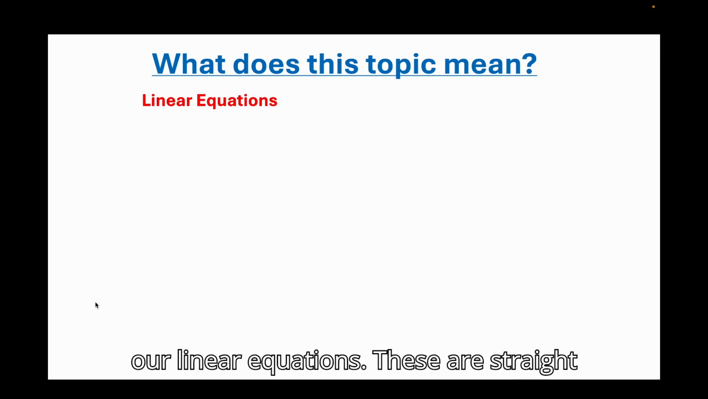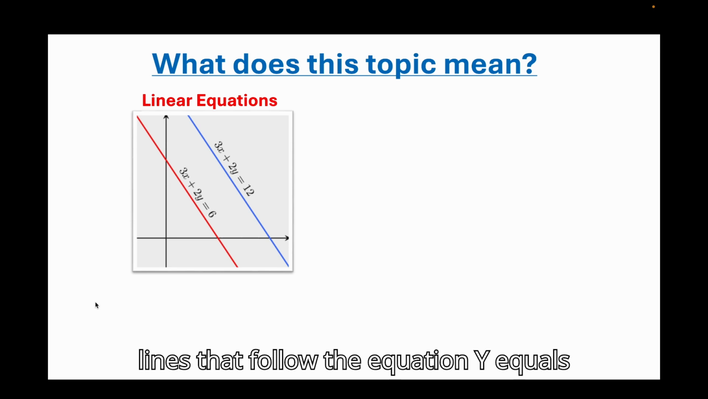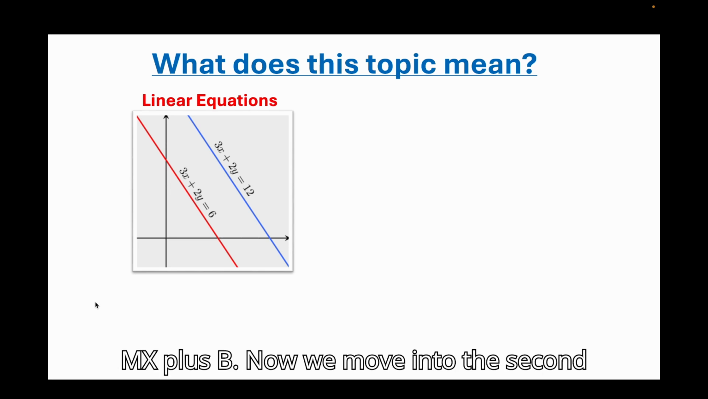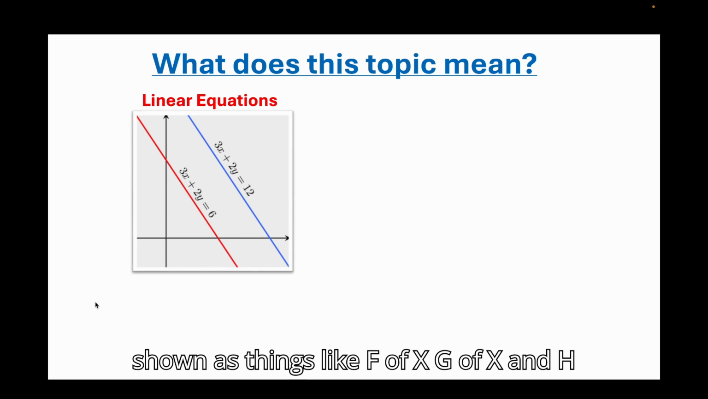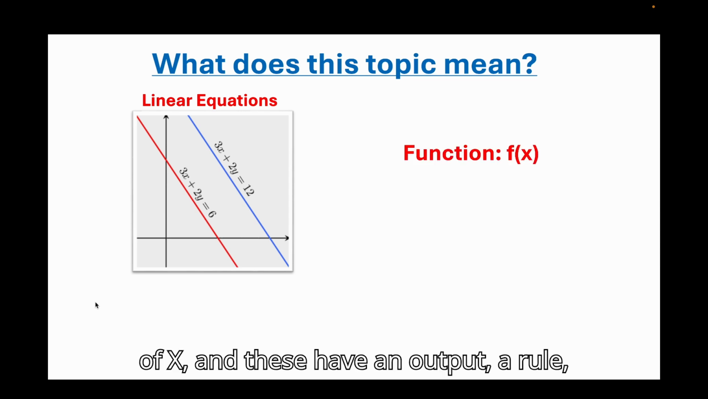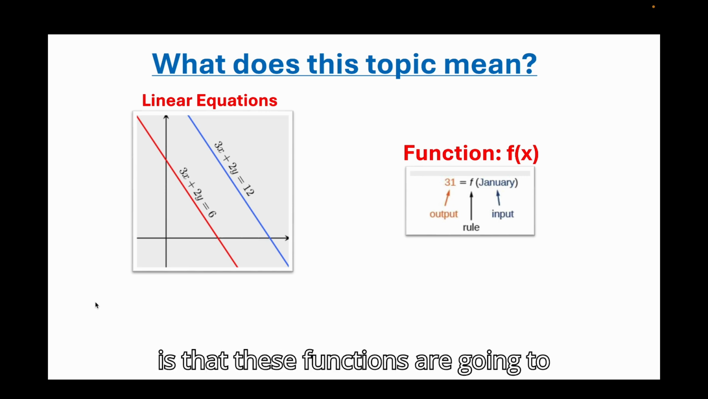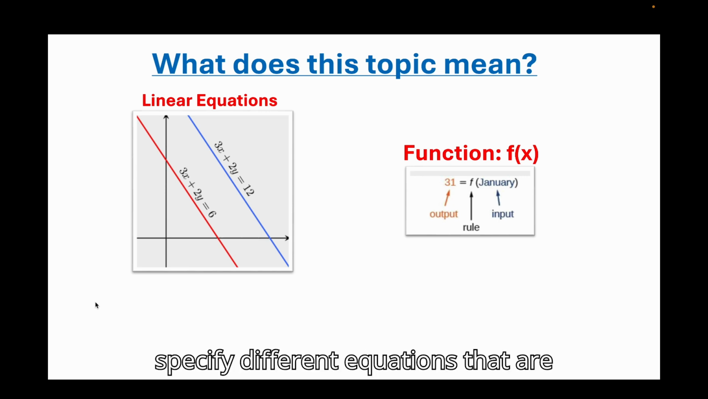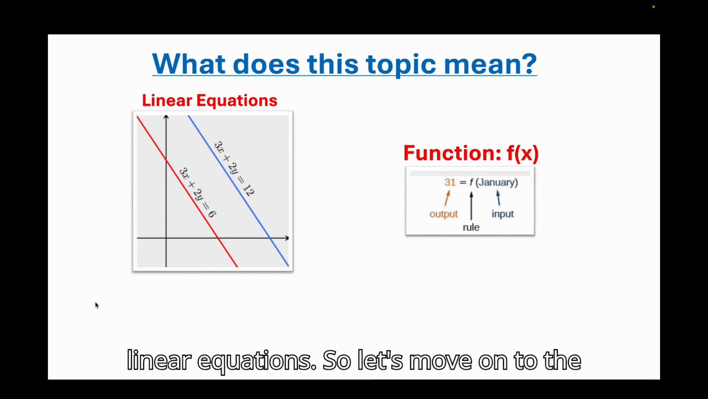The first part is our linear equations. These are straight lines that follow the equation y equals mx plus b. Now we move into the second portion. These are our functions, usually shown as things like f of x, g of x, and h of x. And these have an output, a rule, and an input. And what we're going to see is that these functions are going to specify different equations that are going to correspond to graphs. In this case, they're going to correspond to linear equations.